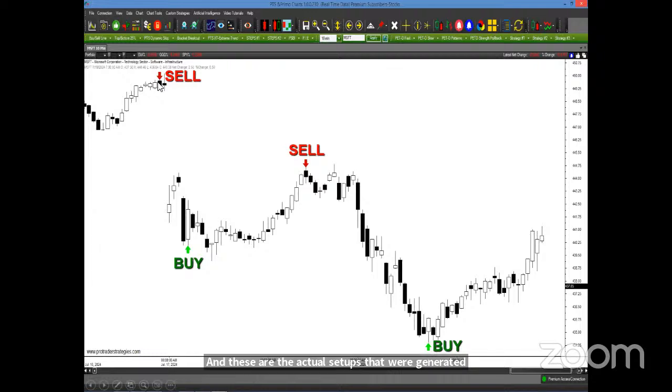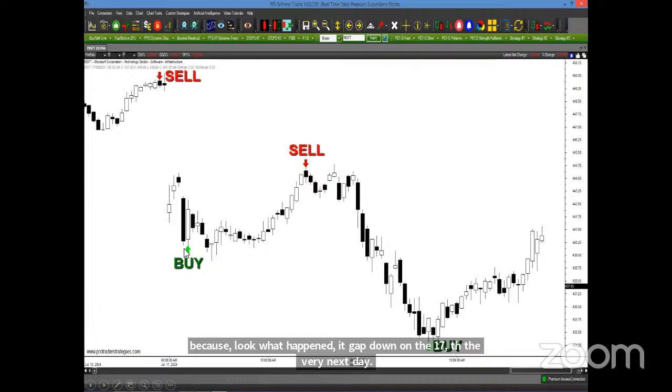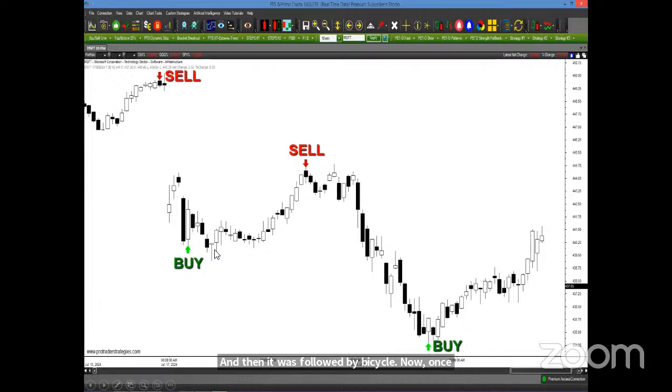On the close of the 16th, just one bar before the close, 10 minutes before the close, a sell signal was generated. If you wanted to hold that position overnight, that would have been a nice trade, because look what happened. It gapped down on the 17th, the very next day. And then it was followed by a buy signal. Now, once again, this wasn't the exact low. So most traders would say, well, if I'm using a tight stop, I most likely would have been stopped out. But we show you ways in which to get back in, okay? And you could have taken advantage of this little bounce here until a sell signal was generated. Once the sell signal was generated, you could have ridden this all the way down to the very bottom, and then a buy signal was generated on the 18th of last week of July.